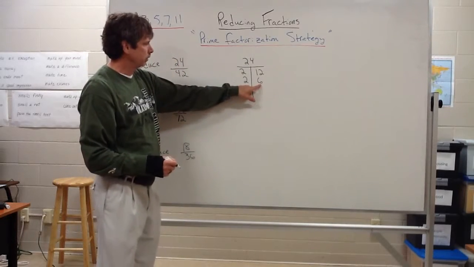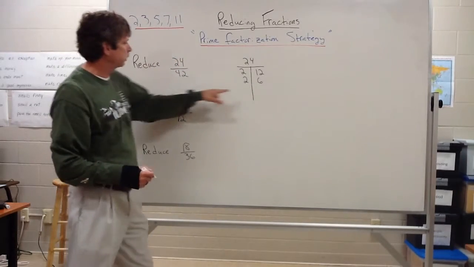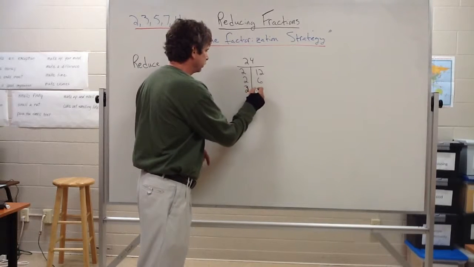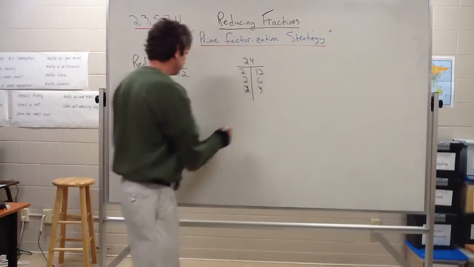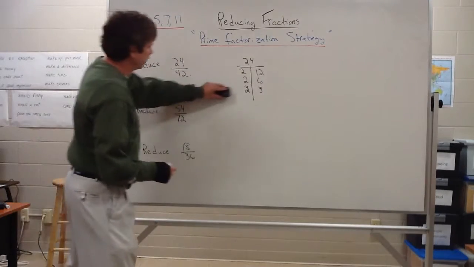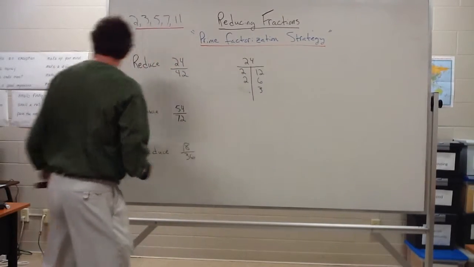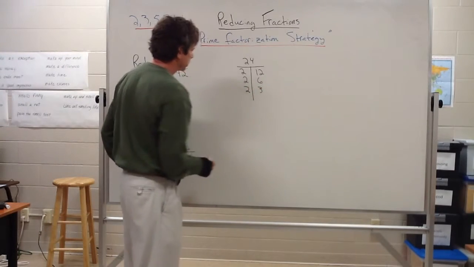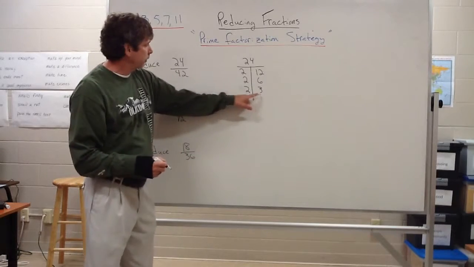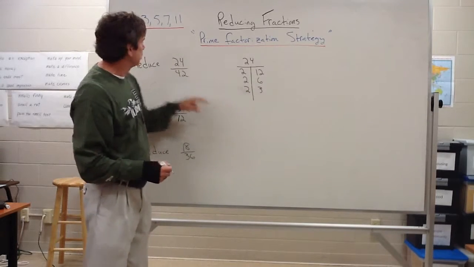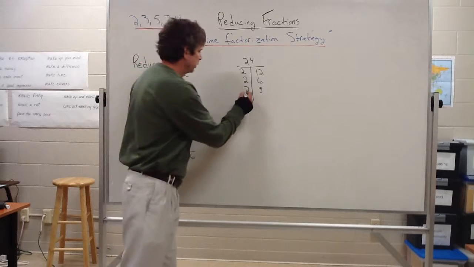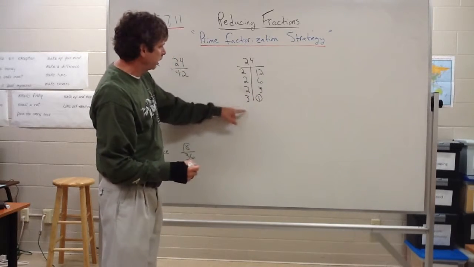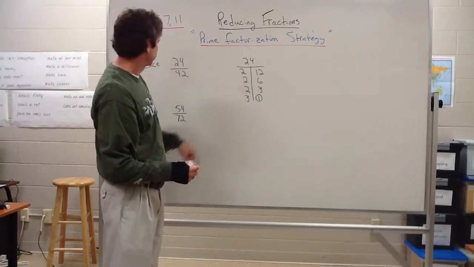Now we're down to the 6. We ask ourselves, does 2 go into 6? It does. 2 goes into 6 3 times. Now we're down to the 3, and notice the 2 does not go into 3, but our next prime number is 3, and 3 does go into 3 one time. So this left side represents the factorization of our 24.